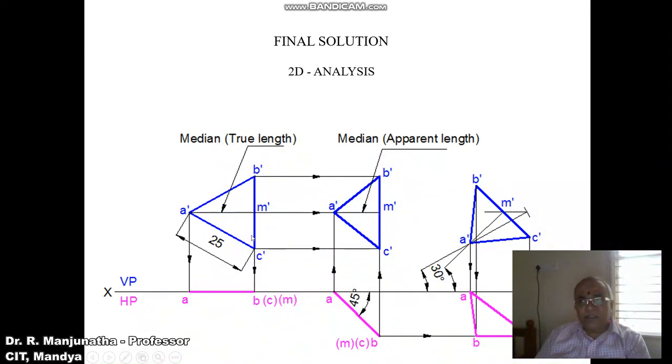Since we have considered all the parameters which are given in the problem, hence this is going to be the final sketch.